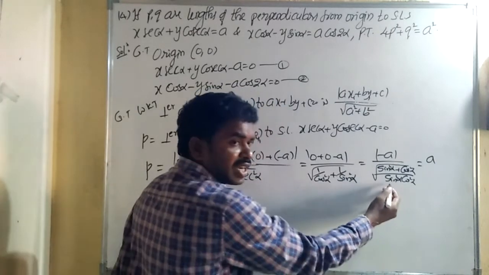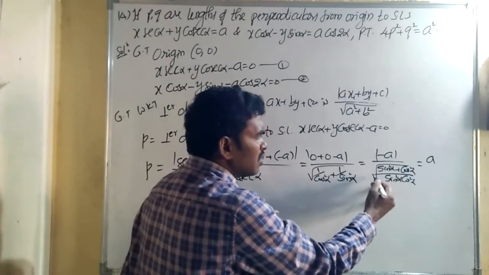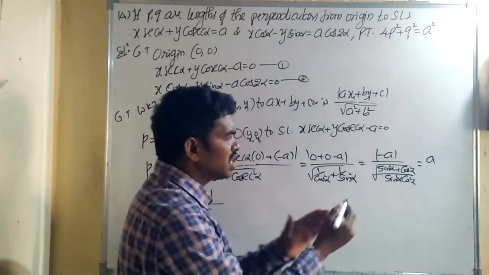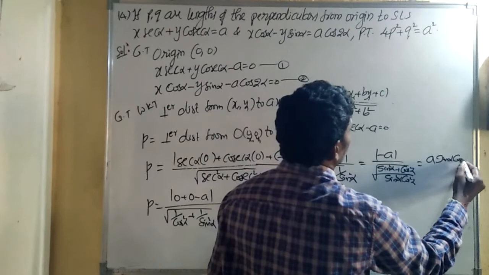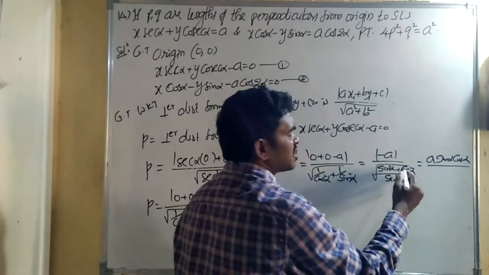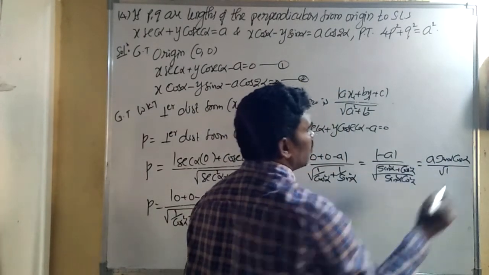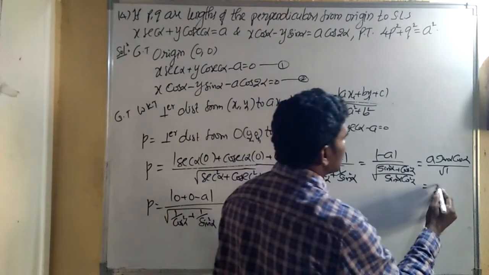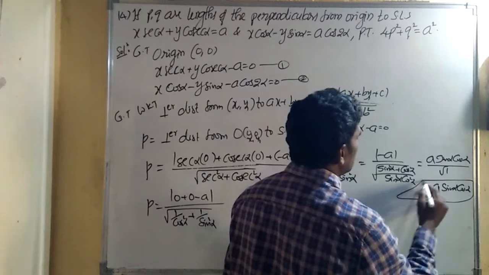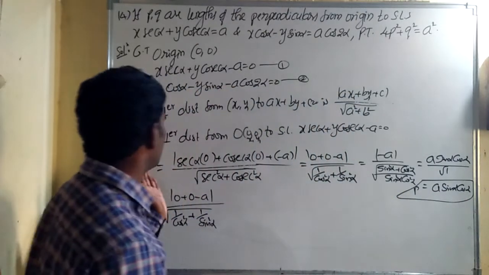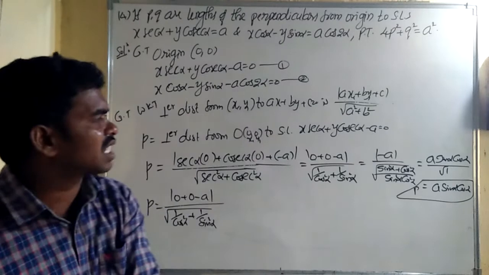See, in the numerator, in the denominator there is a fraction. Root of sin square cos square means only sin cos. So we can write in the numerator sin alpha into cos alpha by root of sin square plus cos square, which is root 1, means 1 only. So what do we get finally? We get a sin alpha cos alpha. So p equals a sin alpha cos alpha.